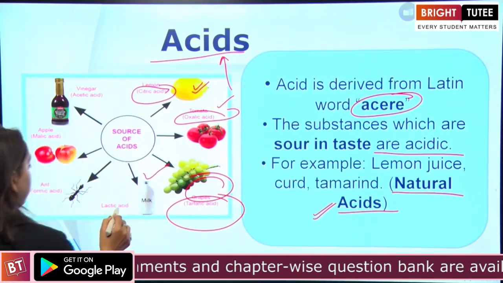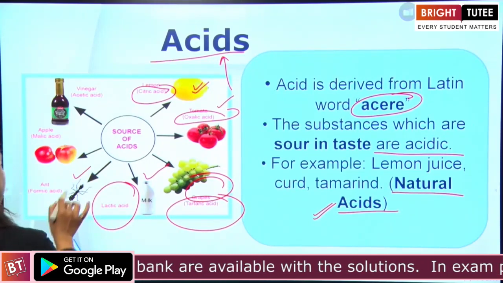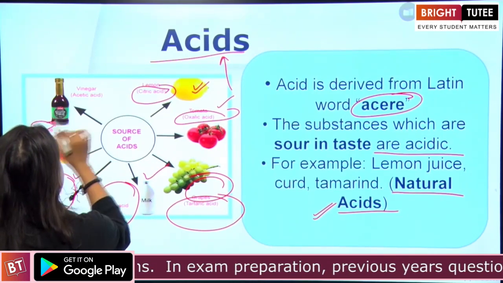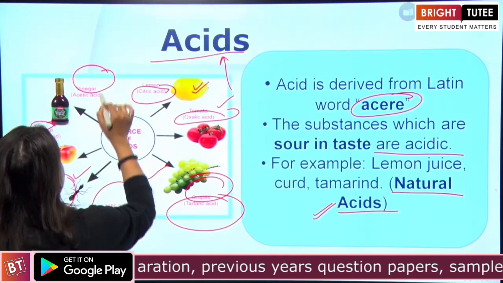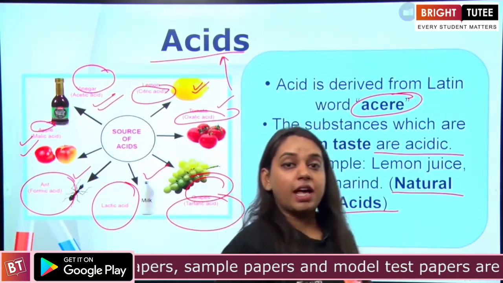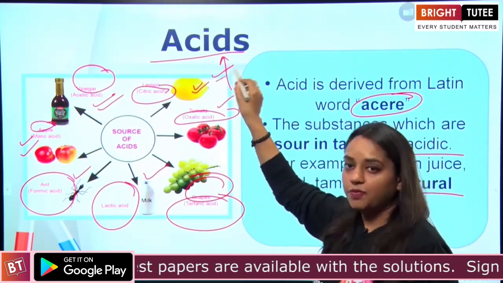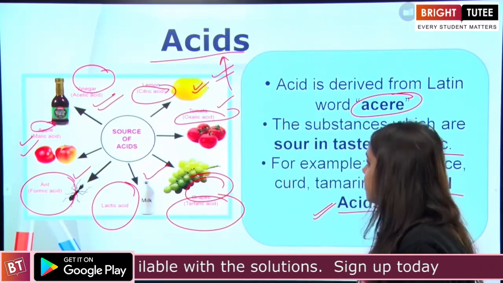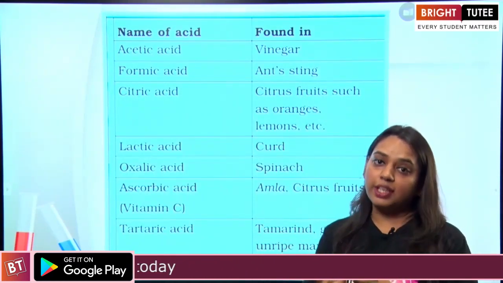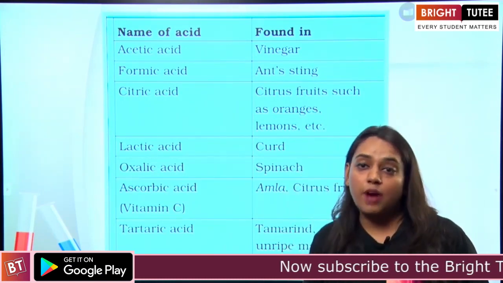Then we have milk. Milk is known to have lactic acid. Then ants' sting has formic acid. And we have apples with malic acid, and vinegar is known to have acetic acid. Okay children, so these are a few natural substances with different types of acids. So let us now move ahead, and we have again a table of various acids and what are the sources, that where are they found.